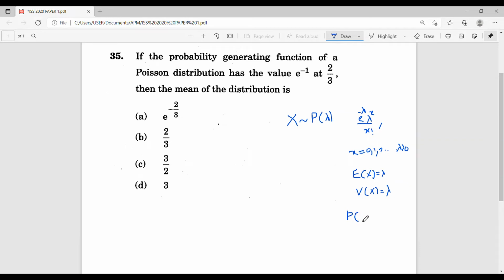For a Poisson random variable with the parameter lambda, the probability generating function is given by P of s equal to e power lambda into s minus 1. From the given condition, we have that at 2 by 3 the value of the probability generating function is e power minus 1. That is, P of 2 by 3 is equal to e power minus 1.